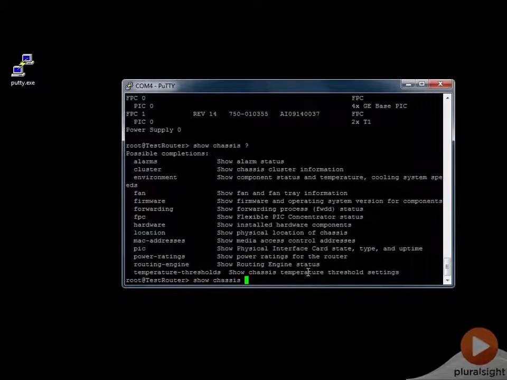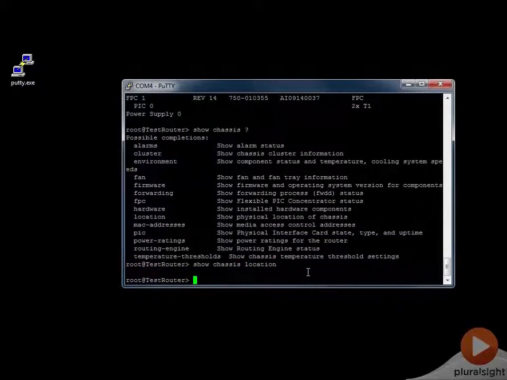Okay, so we have a few other options. We have routing engine information, MAC address, PIC, and let's look at location. Okay, so we don't have any location information actually configured on the device. What this shows is information that you have actually configured on the device that describes where it is in your network, where this piece of equipment is located.